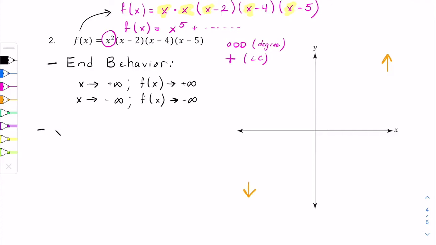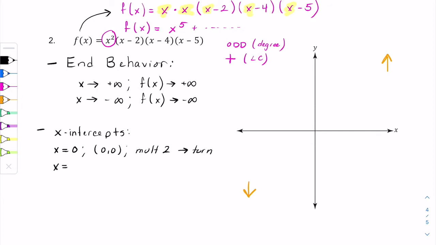Next, I have my x-intercepts. My first x-intercept is x squared. Set that equal to 0. We have x equals 0. This happens twice. That tells us that the graph is going to turn at that point.